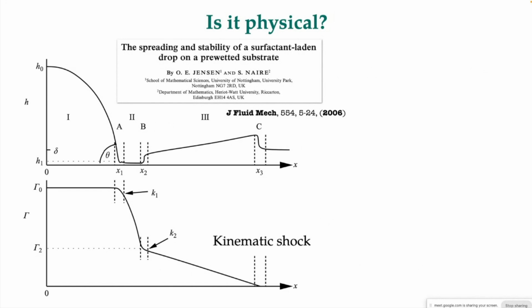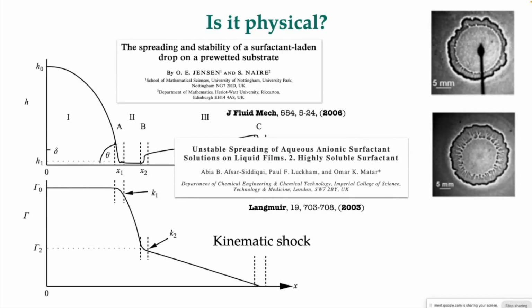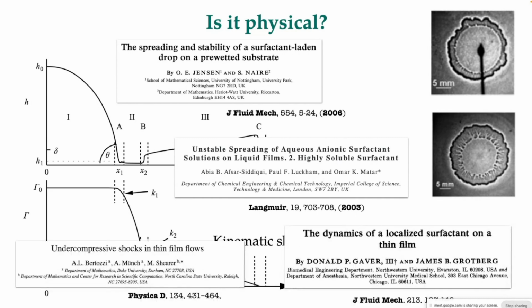Further on, do people also see it in a physical setup? So the answer is yes. So basically, if you have a surfactant-laden drop spreading on a substrate, you could see they have a surfactant profile that looks like this, and you get a kinematic shock, and you can also see that there's a layer formation over here. And it also looks like in an experiment there are instabilities over here, and there's a black layer, which basically limits this relationship. And also further on, people have shown in other settings that shock solutions are possible.